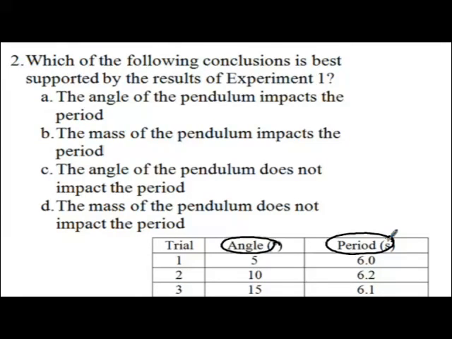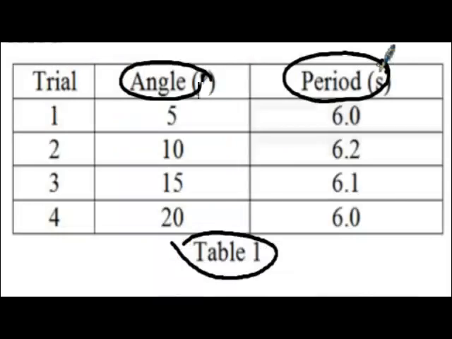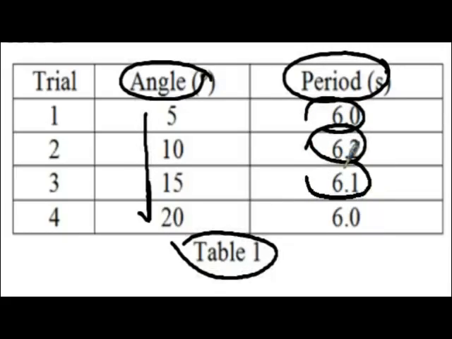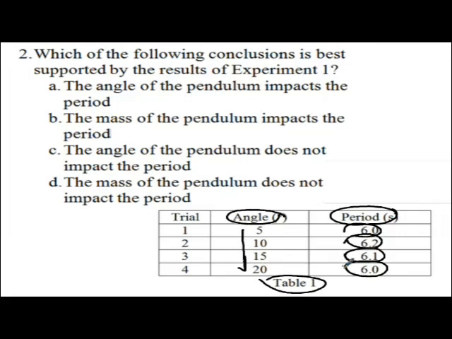Letter A, the angle of the pendulum impacts the period. Let's take a look at that answer. As we increase the angle, look at our period. 6, and then it goes to 6.2, then it goes down to 6.1, then a little bit more down to 6.0. But it looks like as the angle increases, the period pretty much stays the same, right? It's right around 6 with a little bit of difference. So the angle does not affect period.